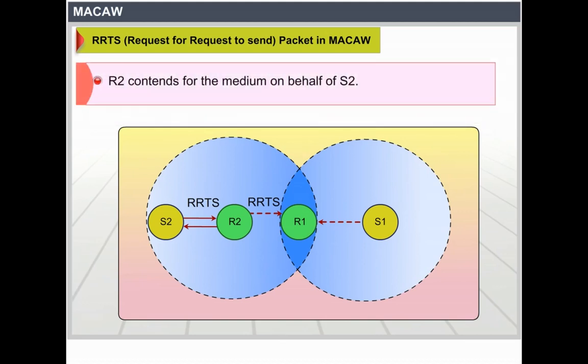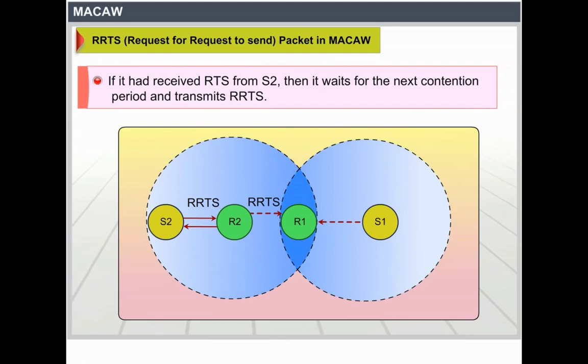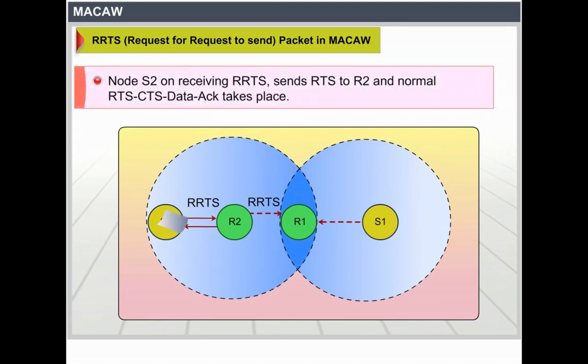R2 contends for the medium on behalf of S2. If it had received RTS from S2, then it waits for the next contention period and transmits RRTS. Node S2, on receiving RRTS, sends RTS to R2 and the normal RTS, CTS, data, ACK exchange takes place.